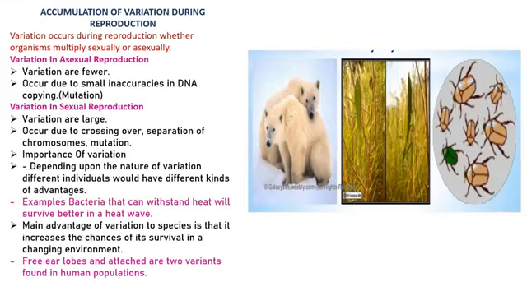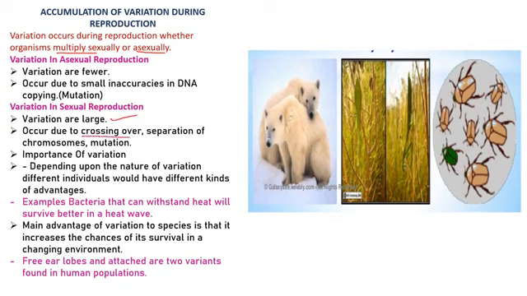Then accumulation of variation during reproduction. Variation occurs during reproduction whether the organism multiplies sexually or asexually. In asexual reproduction, the variation is very little, so you can see that these variations are not so prominent. You cannot see those variations, right? But in sexual reproduction, variations are large. And why is the variation present in sexual reproduction?